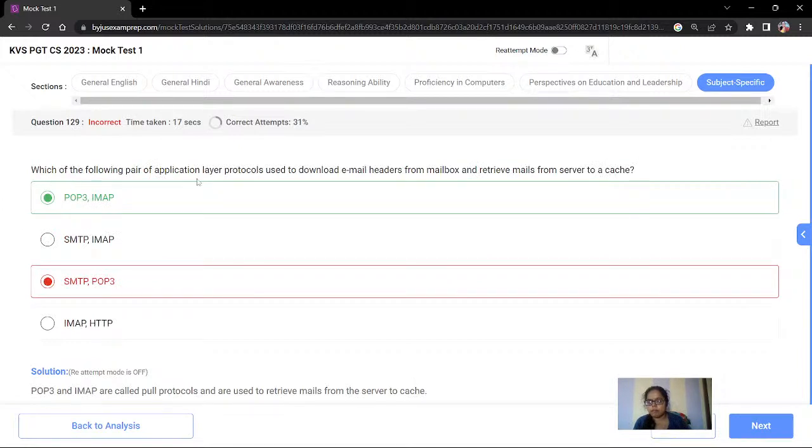Next, which of the following pair of application layer protocols is used to download email? For downloading email we use POP3, and for retrieving mail we use IMAP.